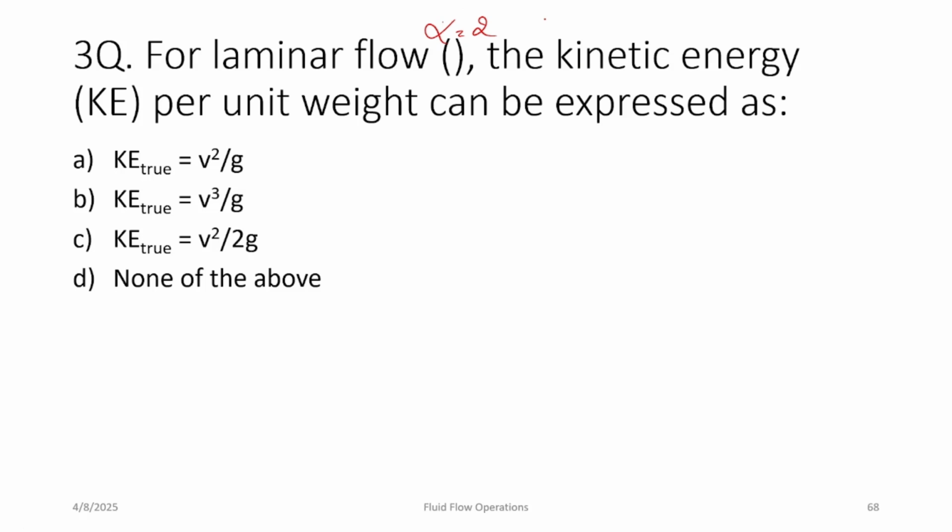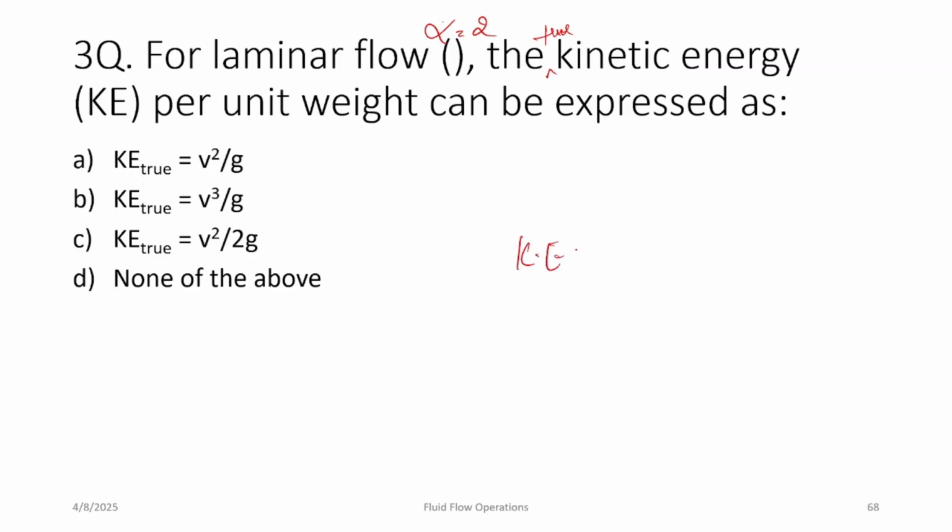Okay, so for a laminar flow, the true kinetic energy per unit weight can be expressed as: A, Ke = V square by G; B, Ke = V cube by G; C, Ke = V square by 2G; D, none of the above.